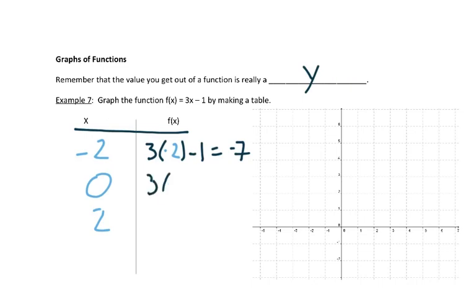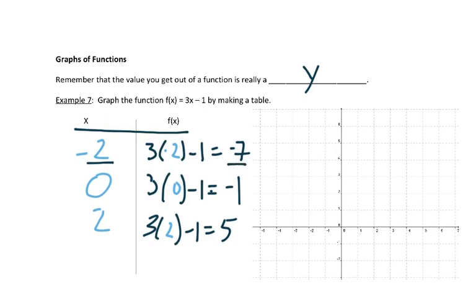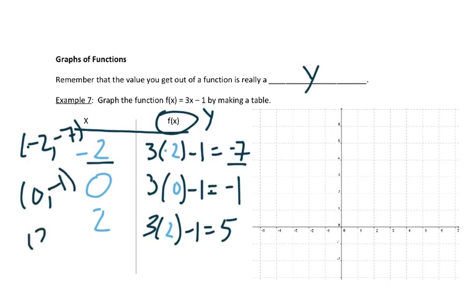Then I would have 3 parentheses minus 1. This time I'm putting 0 in. 3 times 0 is 0, minus 1 is negative 1. And then 3 parentheses 2 is 6 minus 1, which is 5. So I'll graph that. And then this right here is a point. It's the point negative 2, negative 7, because this is really the same thing as y. The next point is 0, negative 1, and the next point is 2, 5.